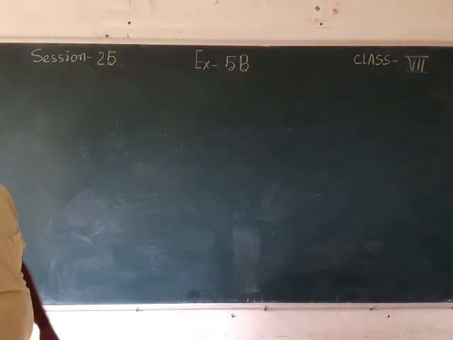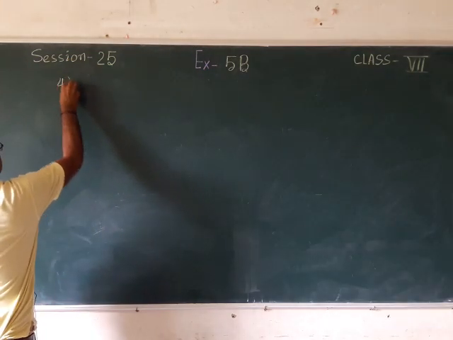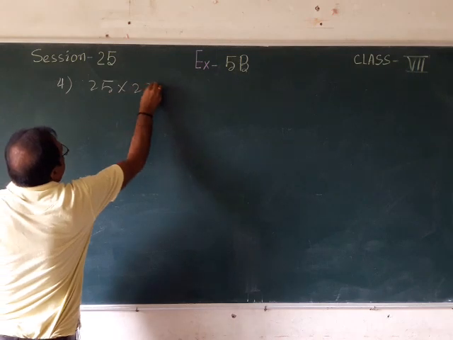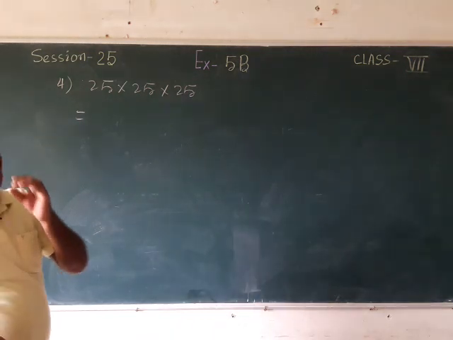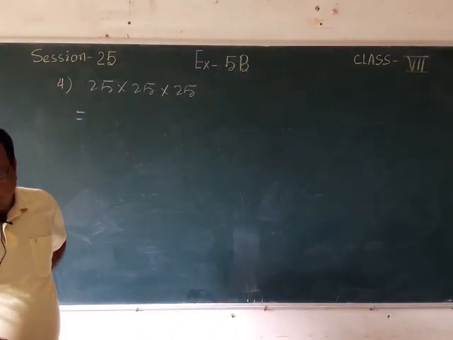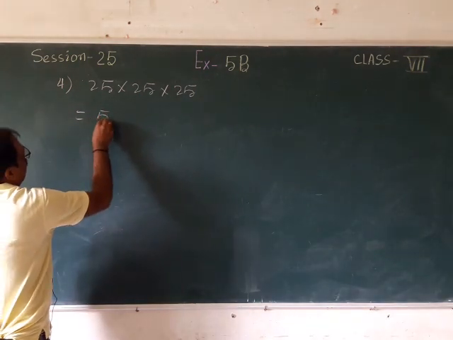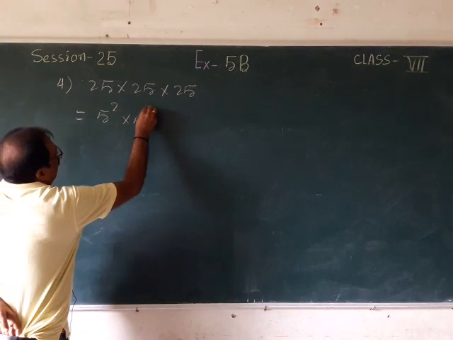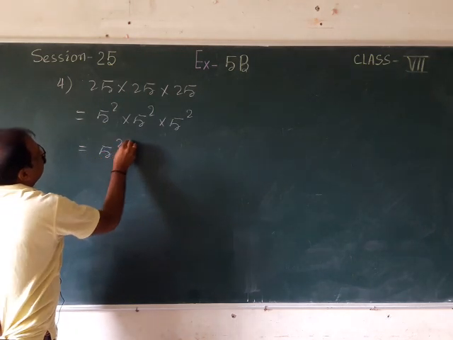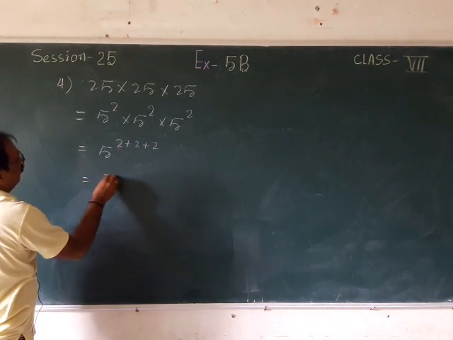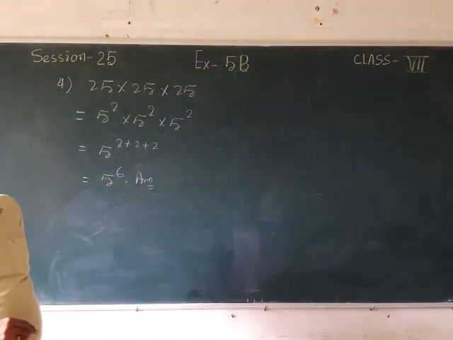So question number 4 is there. Write the exponential form for 25 into 25 into 25. You need to write it in exponential form taking 5 as base. 25 can be written as 5 to the power 2. Further you can write 5 to the power 2 plus 2 plus 2, and it is 5 to the power 6, and that is your answer.